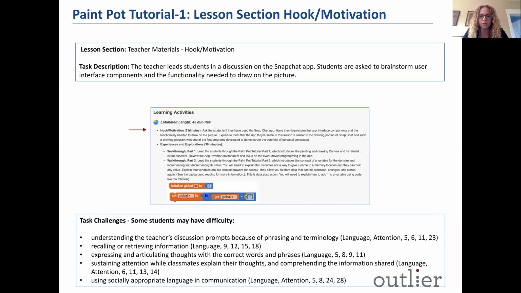Some students may have trouble understanding that prompt, like the use of interface components. They may not quite know what that means, or even functionality, even though they may have heard it, but in that context it may not make sense to them. And then while they're having discussion, some students have trouble recalling or retrieving information. It doesn't mean that they don't know it.